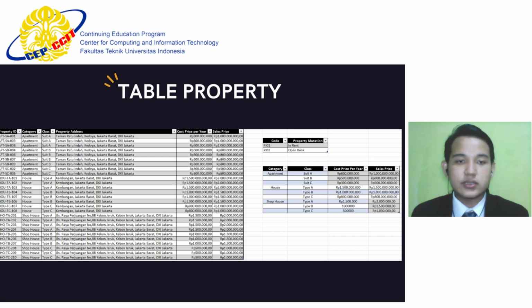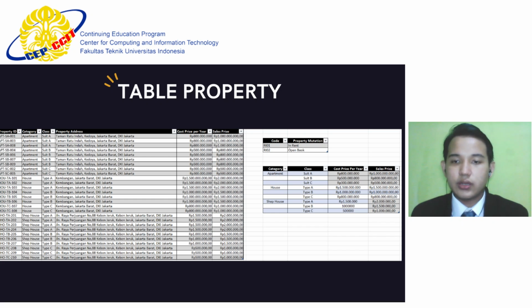Next is the column class, which consists of three kinds: suite A, suite B, and suite C. The next column is property address. Next is cost price per year, and the last is sales price. On the right there are 2 small tables. At the top there are 2 columns, code and property mutation. This table on the upper right will be used in the next table, the mutation table.